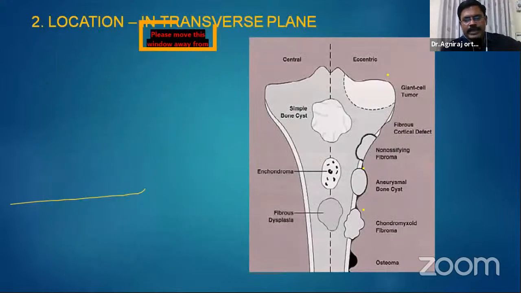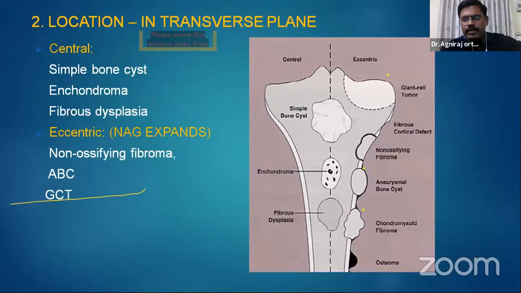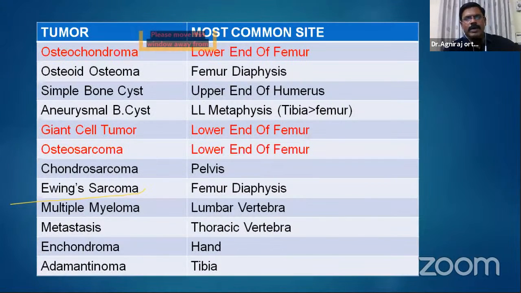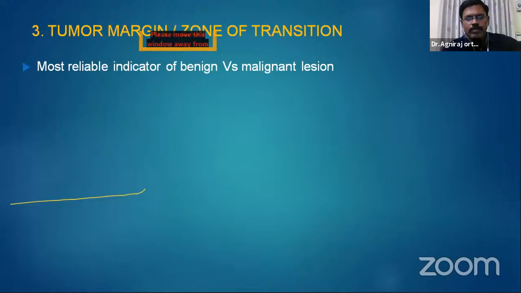Then location in the transverse plane: it can be a centrally located lytic lesion like simple bone cyst, enchondroma, and fibrous dysplasia, or an eccentric expansile lytic lesion like non-ossifying fibroma, aneurysmal bone cyst, and giant cell tumor. Sclerotic, 2 areas: cortical, osteoid osteoma, and parosteal, osteochondroma and parosteal osteosarcoma. This is the most common site of the tumor.